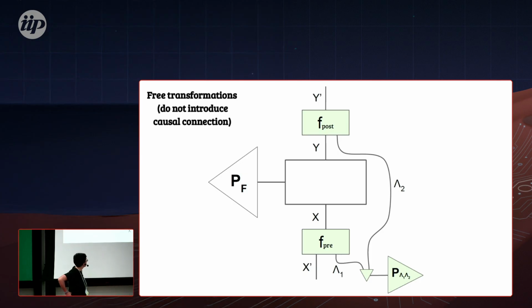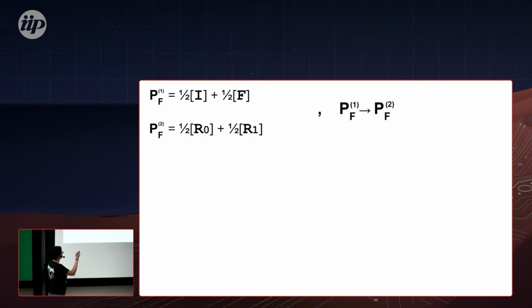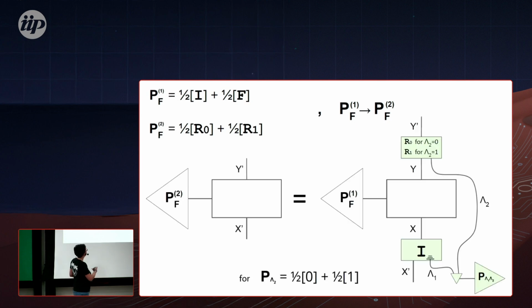Okay, so now if these are the free operations, what is the resource theory that we obtain from there? I'm going to just show you one example. Those are the two guys that we saw in the beginning, like in the communication story. And this first one can be converted into the second one in a very simple way. You just post-process with reset to 0 half of the time and with reset to 1 half of the time.